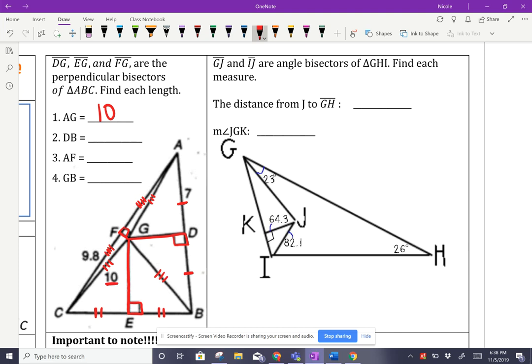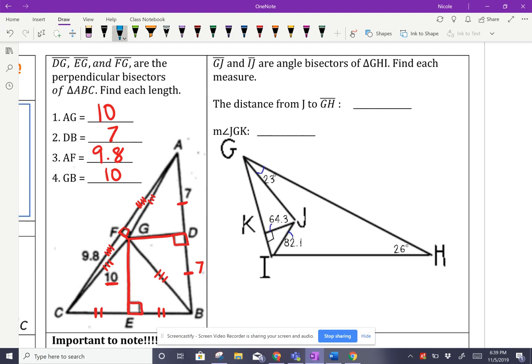And then I have DB going down this side. That's congruent to AD, so that's going to be 7. AF is going along the top of the triangle here, which is also going to be 9.8. And GB, again, is going from the circumcenter all the way down to B, our vertex. And so that is also going to be 10.